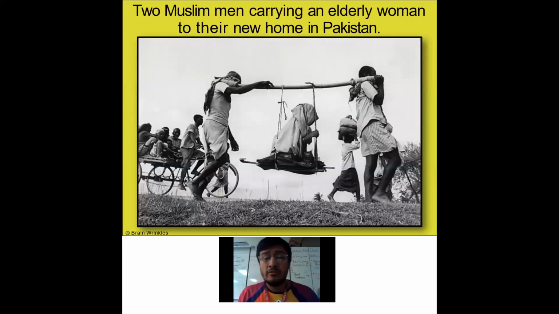So, two Muslim men carrying an elderly woman to their new home in Pakistan. Okay, so you have to think not every Hindu was living in India at the time, and not every Muslim was living in the area of Pakistan at the time. So a lot of them had to basically move between those two countries in order to actually be with their religious group, because they probably didn't want to be surrounded by a bunch of people that probably had a different way of looking at the world compared to their own. Okay, so there's a lot of pilgrimages to and from Pakistan and India, depending on whether or not you were Hindu or Muslim, and it honestly was not a very good thing.